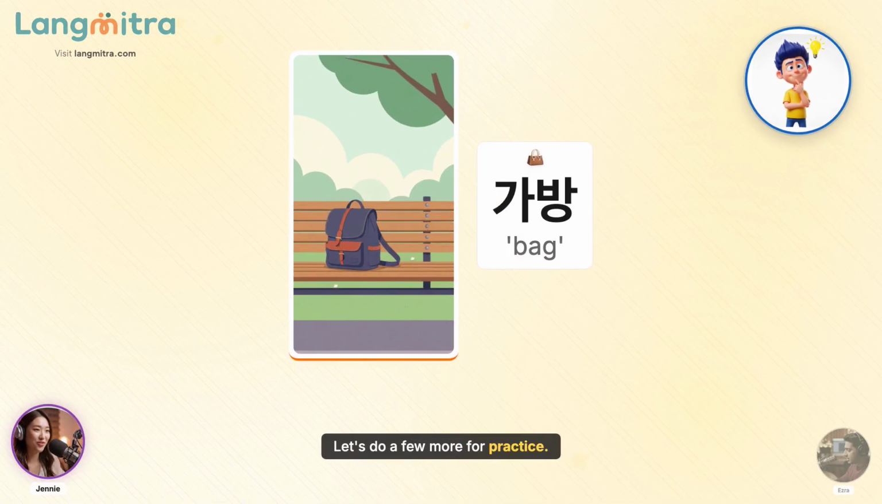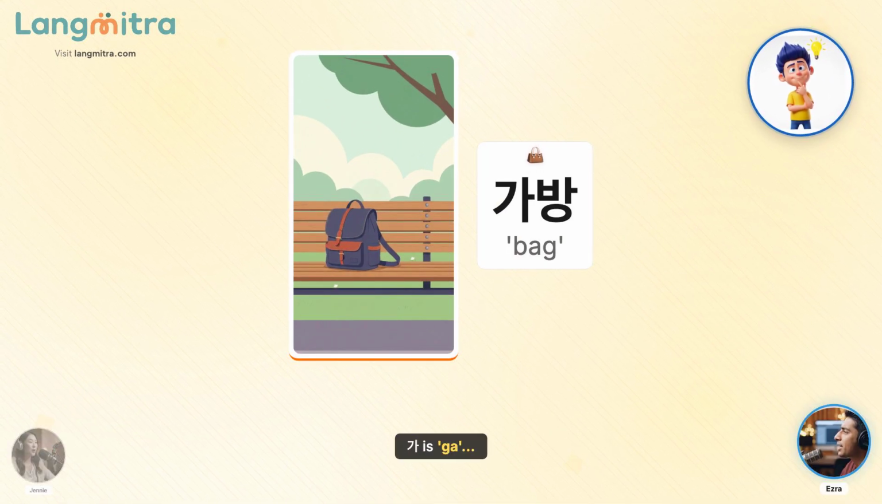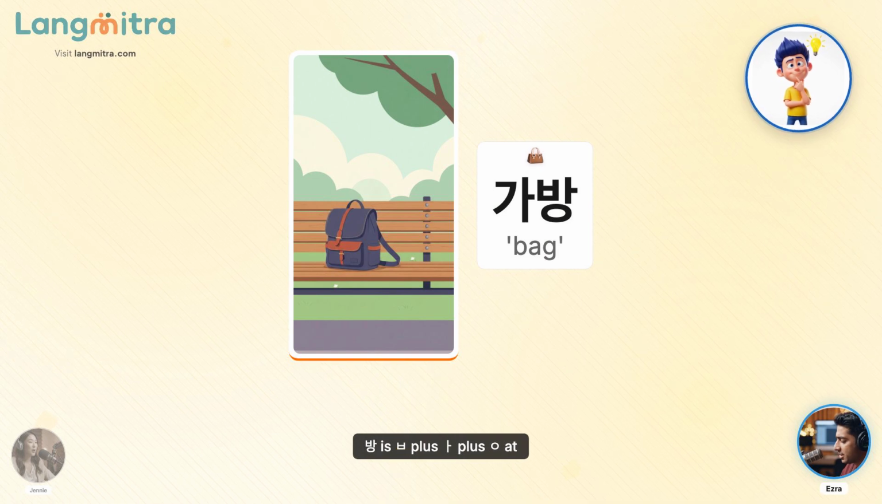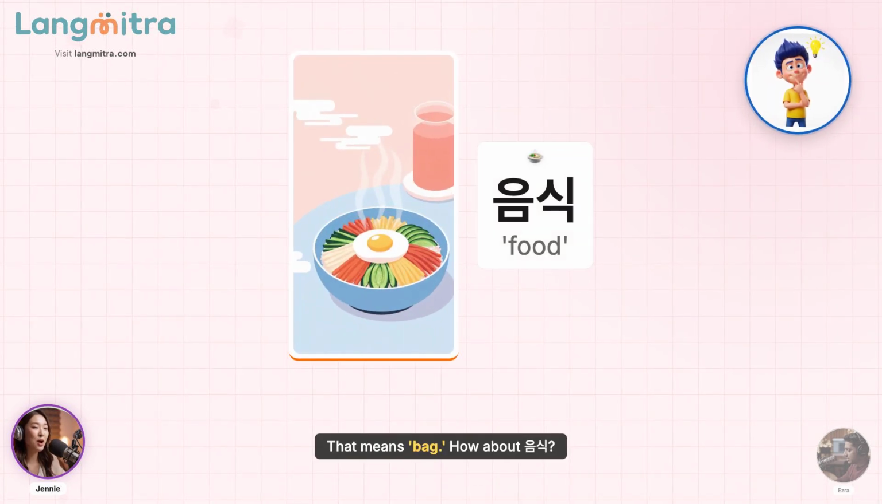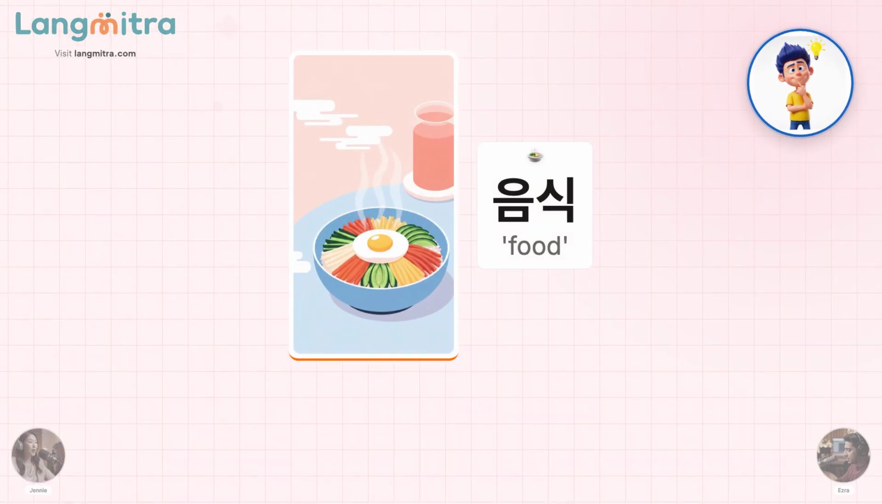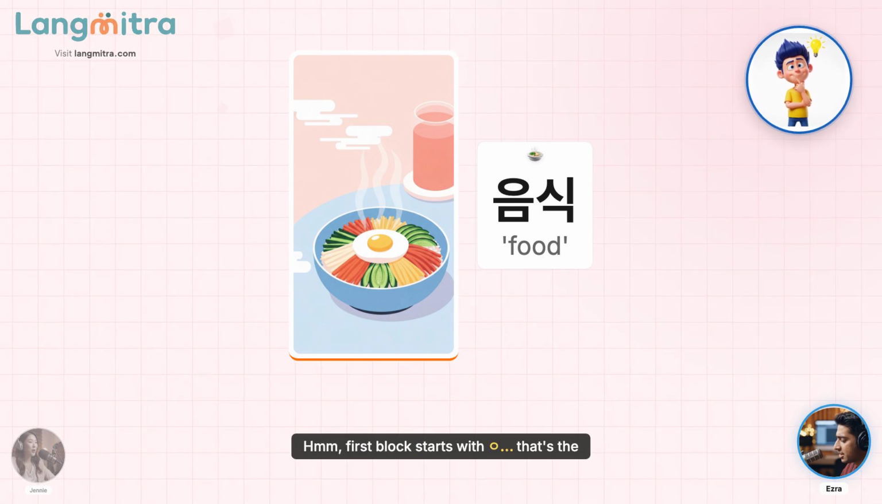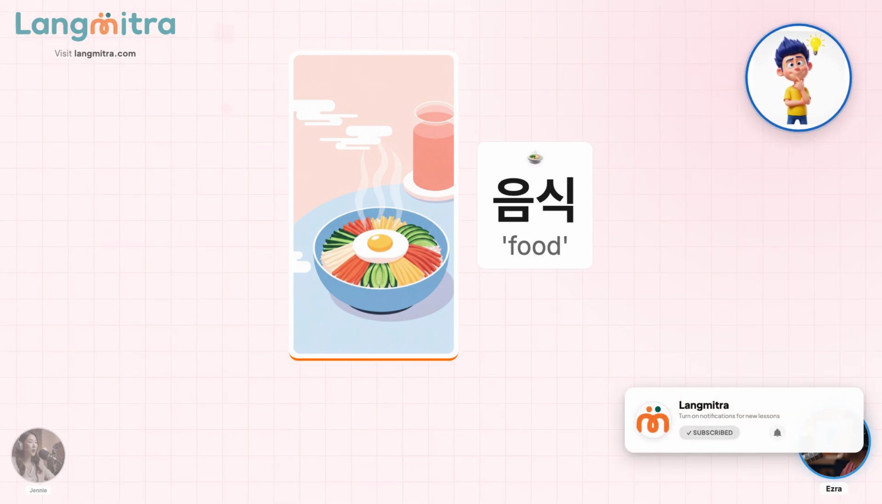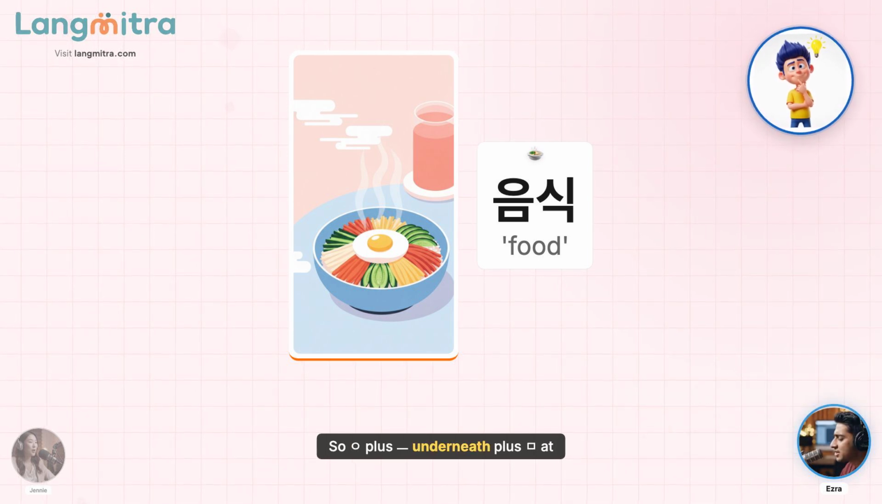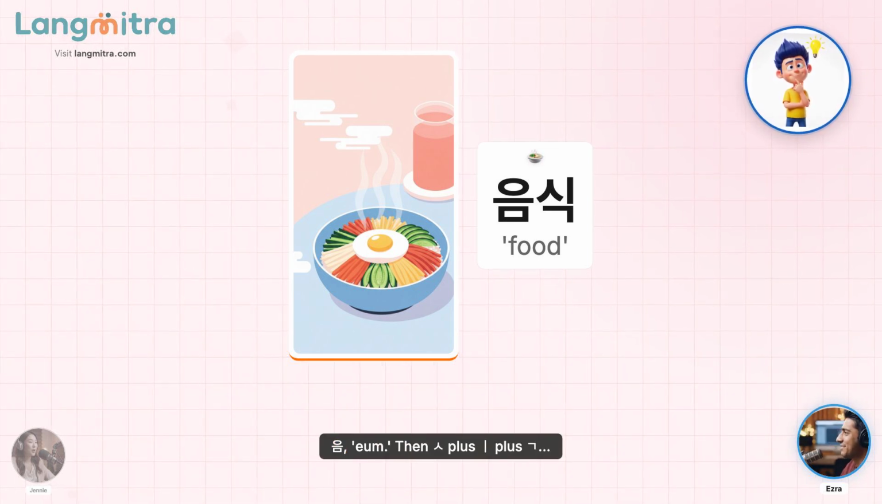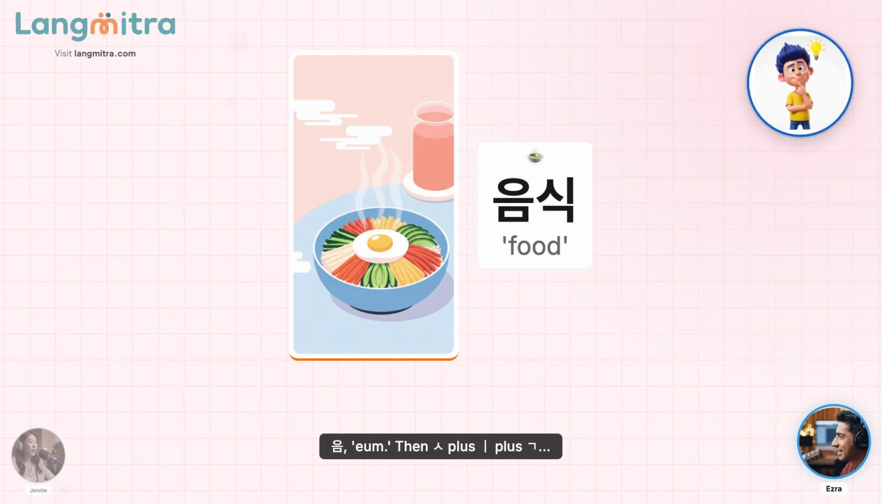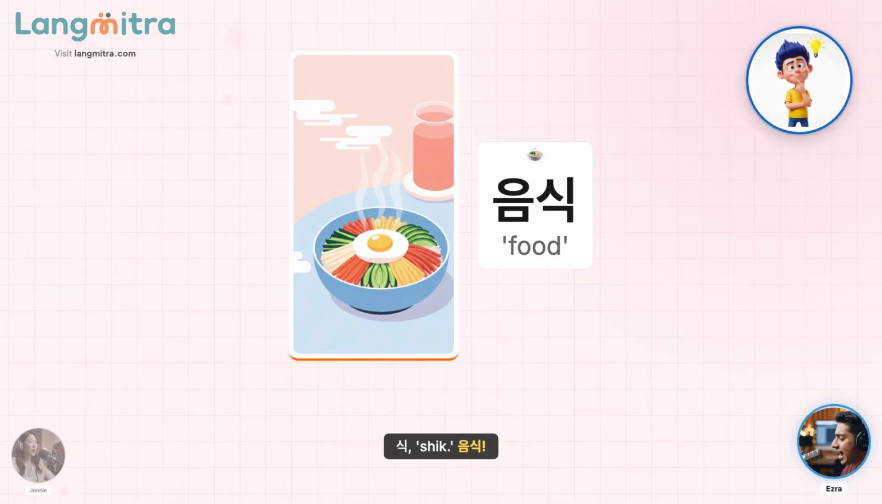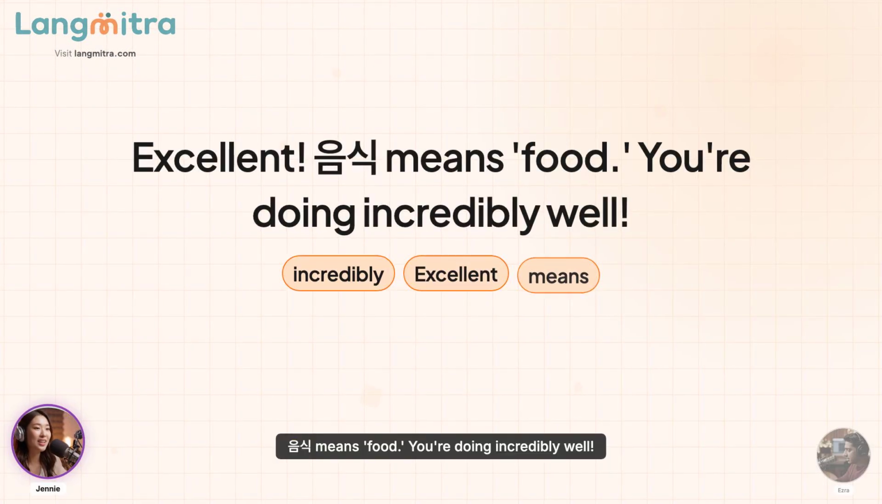Let's do a few more for practice. 가방. Ga is ga, bang is b plus a plus ng at the bottom. Bang, gabang. Perfect. That means bag. How about 음식? First block starts with ng. That's the silent placeholder, right? So ng plus u underneath plus m at the bottom. Then s plus i plus k. Shik. Umshik. Excellent. Umshik means food.